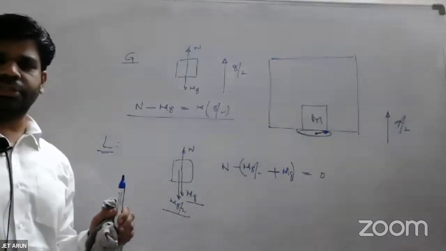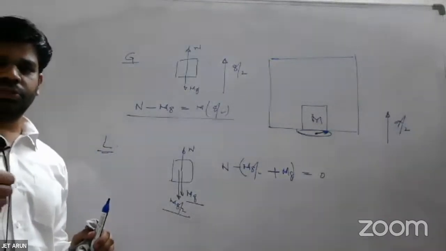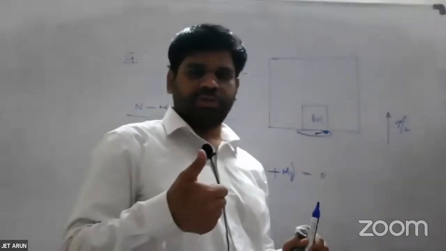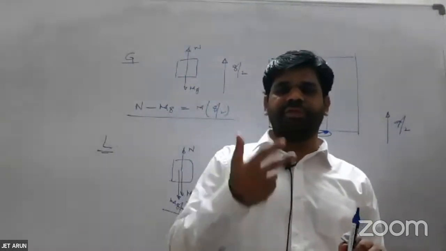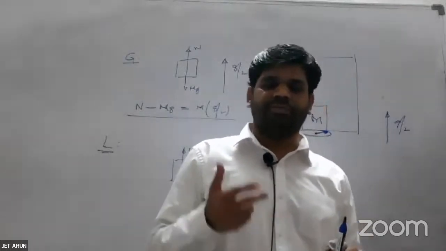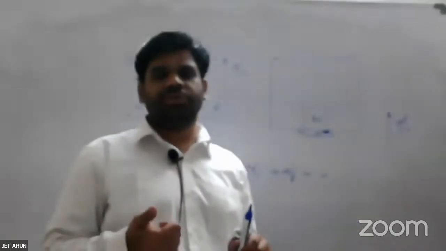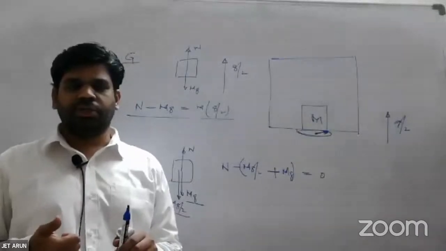Any problem can be solved in these 3 steps. First step, choose a reference frame, inertial or non-inertial. Then draw the FBD in that reference frame and write F is equal to MA in that reference frame. That's it. If that is an accelerated reference frame, be careful that you don't miss the pseudo force.